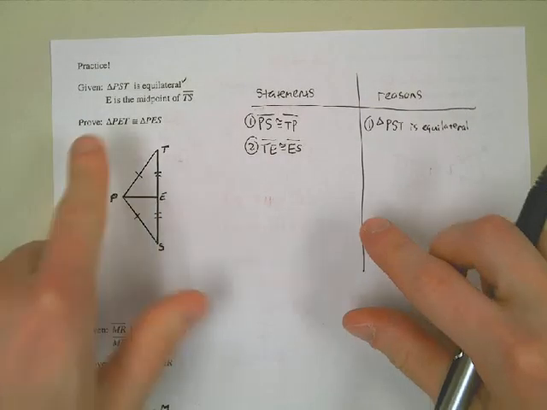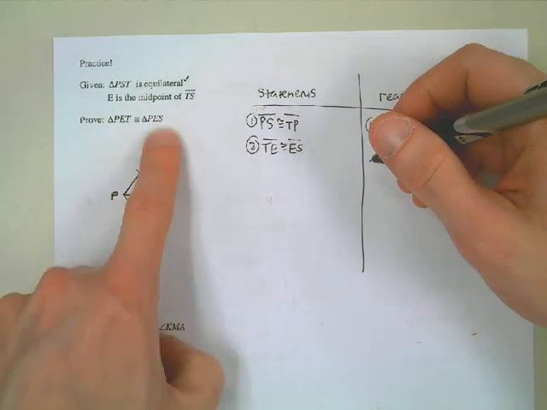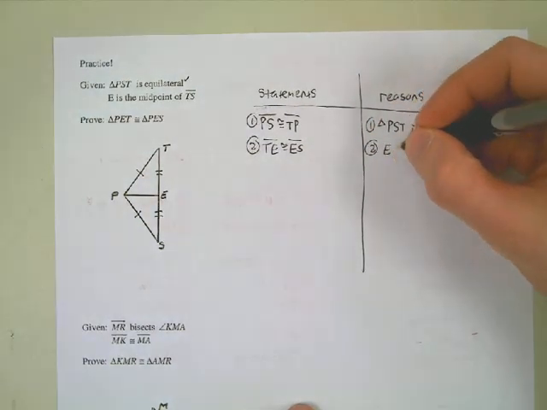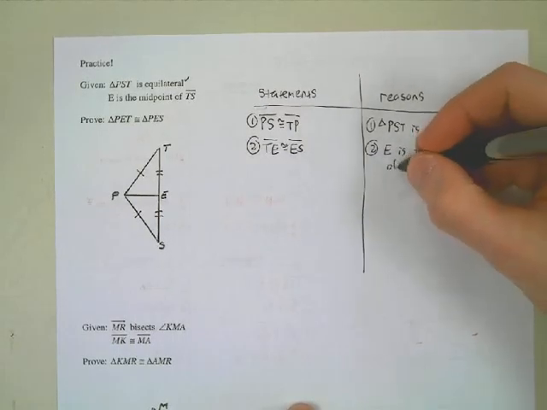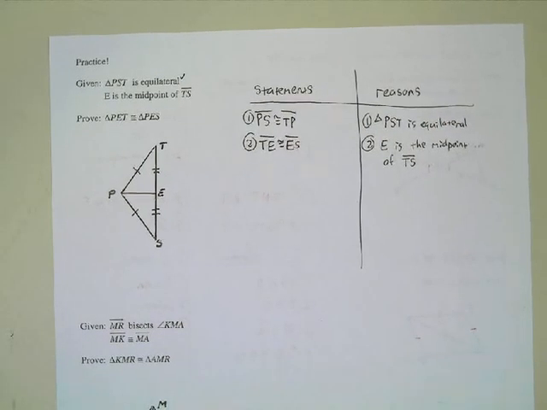Right, and that's because E is the midpoint. So E being the midpoint, it cuts that big segment into two smaller but equal segments. So our reason is E is the midpoint. Okay. Questions on that?